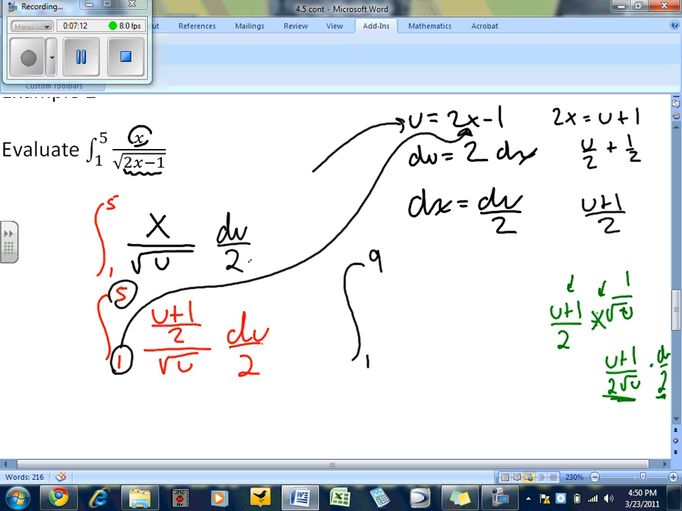Let's go ahead and when we multiply these two, we have a 1/4. So let's pull a 1/4 out. All right, so we get rid of our 2's in the denominator. And then we just have u plus 1 all over the square root of u du.